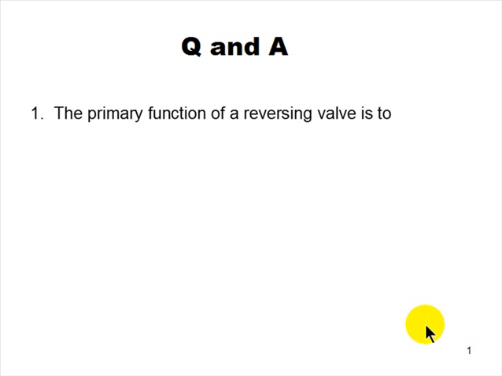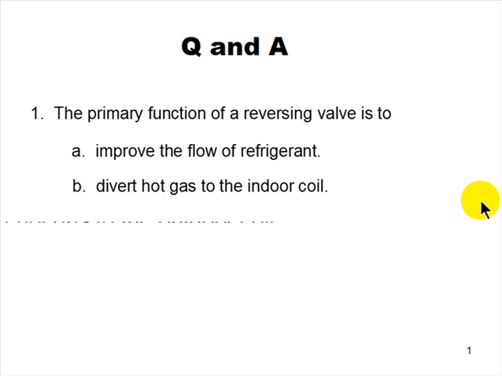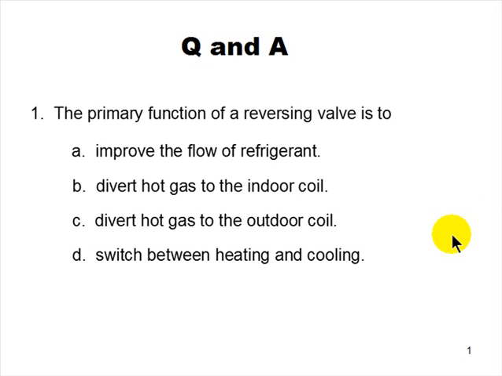All right, numero uno. The primary function of a reversing valve is to improve the flow of refrigerant, divert hot gas to the indoor coil, divert hot gas to the outdoor coil, or switch between heating and cooling. Yeah, that's what it's going to do. It might be hot gas indoor, outdoor, whatever, depending on the season. It certainly doesn't improve the flow of refrigerant, but it definitely switches between heating and cooling.